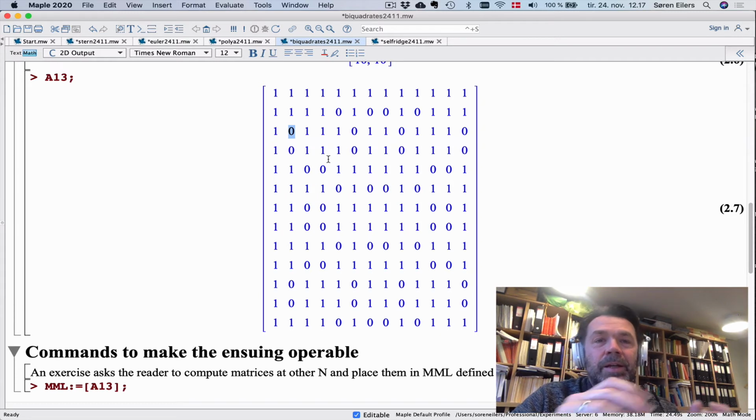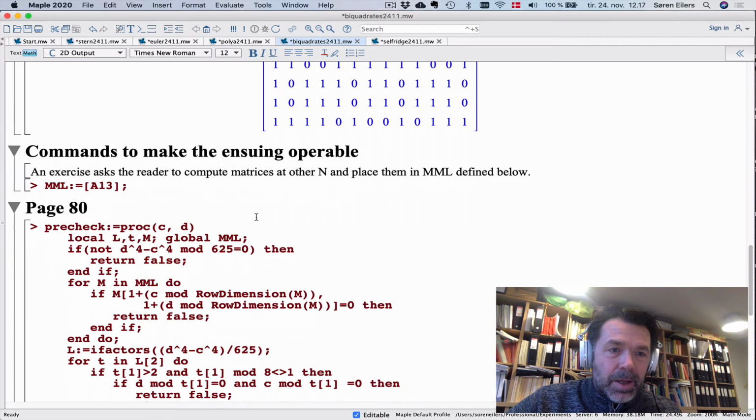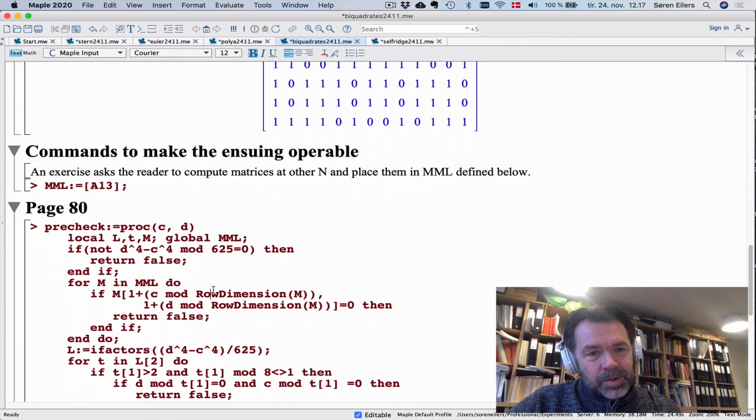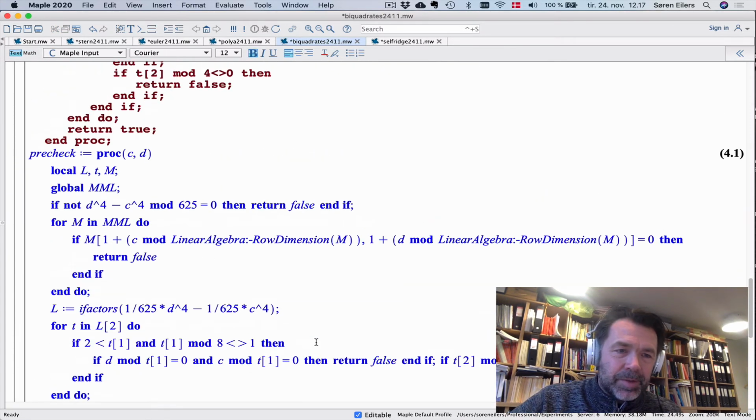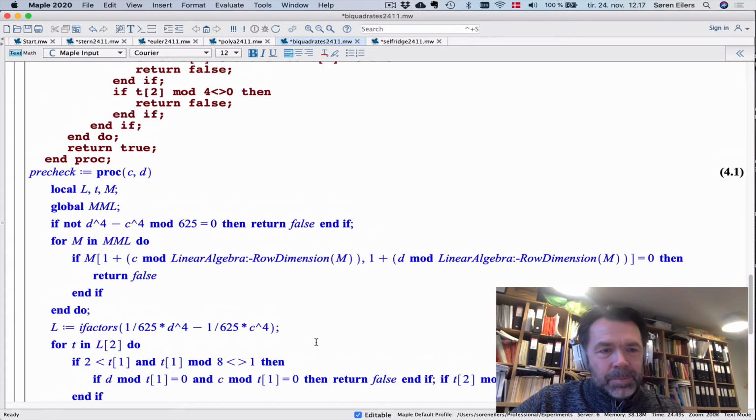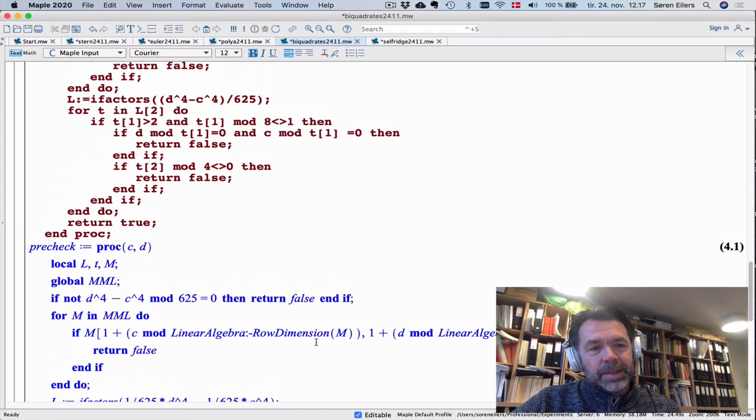So that means that when I go through the various choices of C's and D's, then I can skip those examples. You can do other things like this, and I don't think I should explain everything in this little program, but essentially the idea is that I take a choice of C and D. These are potential solutions to the exercise of finding a counterexample to Euler's conjecture at fourth powers.